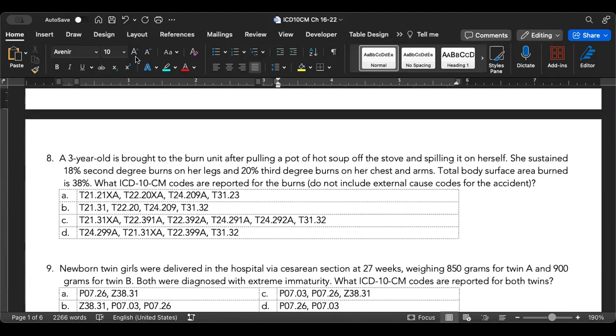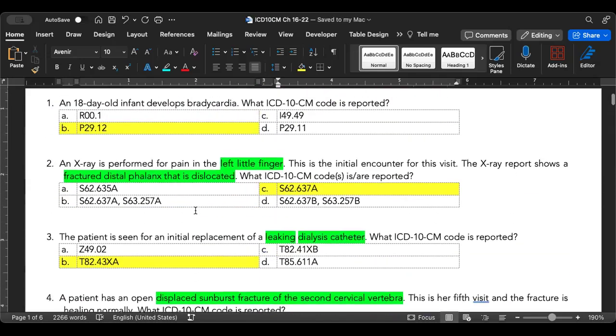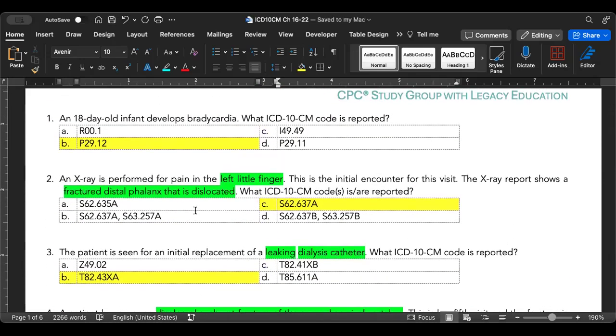Is there anything that you guys want to chat about before we get done for tonight? How are you all feeling about ICD-10? Do you feel any better?